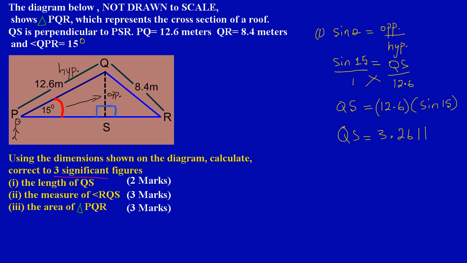So to 3 sig fig, we would have gotten QS equal to, the 3 is the first sig fig, this is the second, and the 6 here would be the third significant figure. So my answer would be 3.26, and that's my answer. And it's that easy, guys.